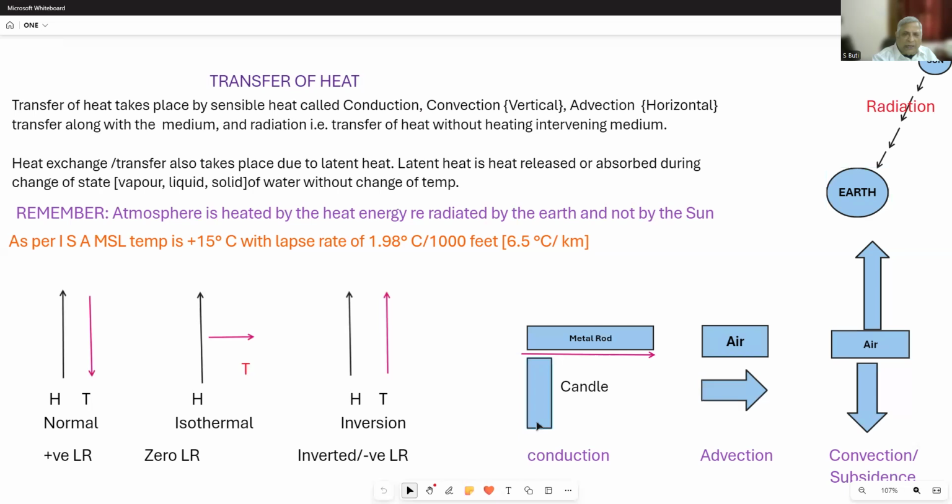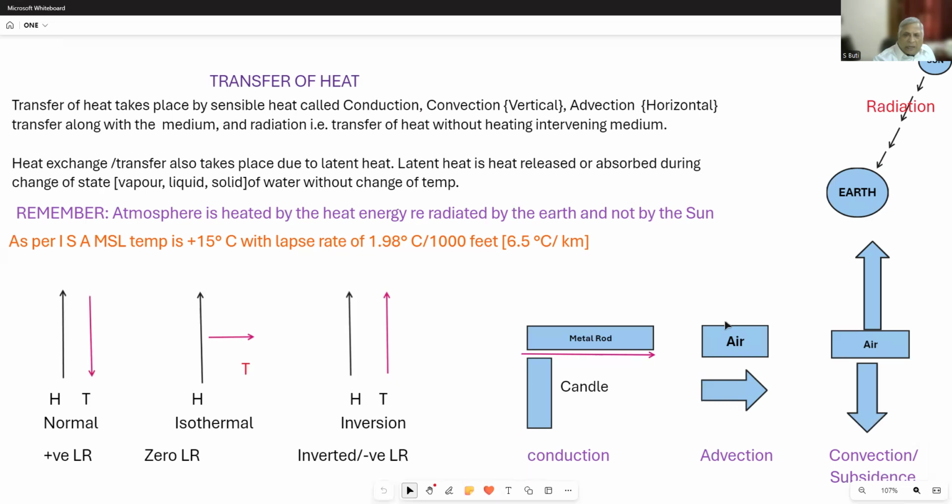As the heat can travel through, let's say, a metal rod, if you light a candle here, this particular part will get hot and transfer the heat within the medium further on. Of course, as this heat is transferred, the heat energy keeps on becoming less. And that's what happens in the atmosphere also. This process is called conduction.